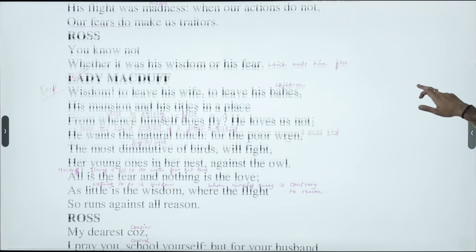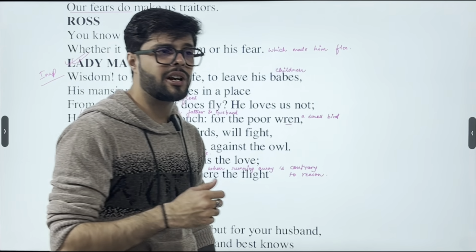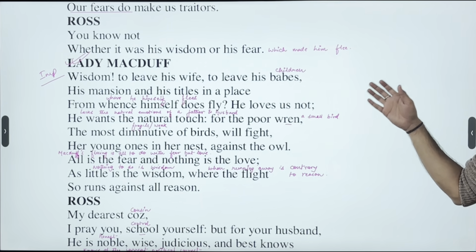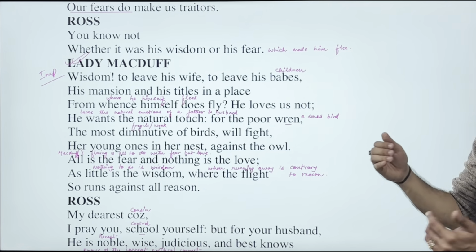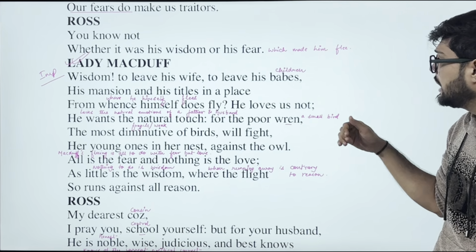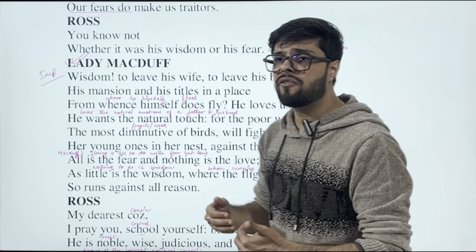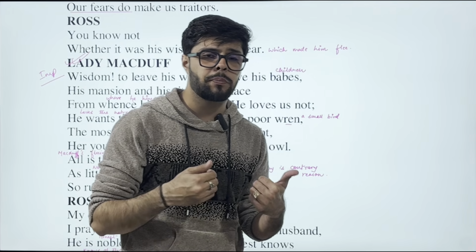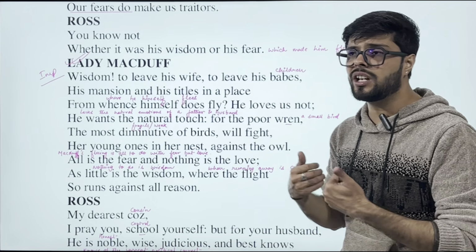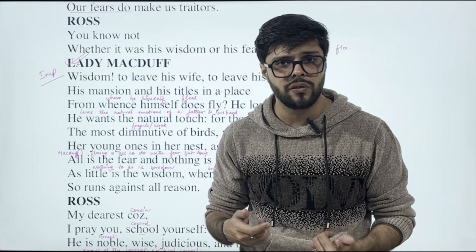Wisdom, huh? She's being sarcastic over here and she's accusing her husband of having been a traitor, dhokebaz. Wisdom to leave his wife, to leave his babes, children, and his mansion, that is his castle, and his title, all his ranks that he has earned in a place from whence himself does fly. So leaving everything behind, his family, his possessions, his rank, his honor, his children, he just left without any information. And you say it was wise of him to do that?